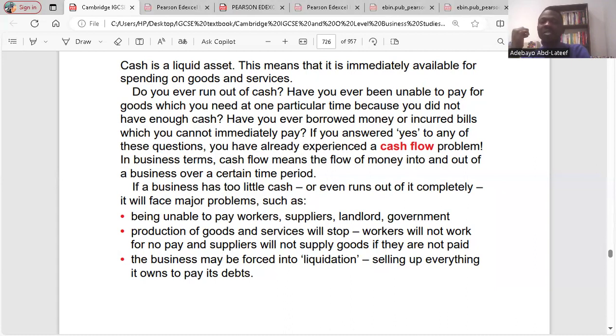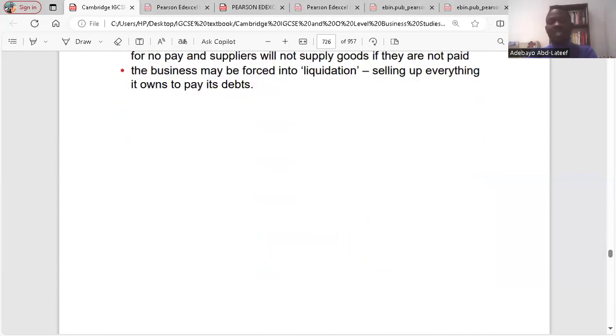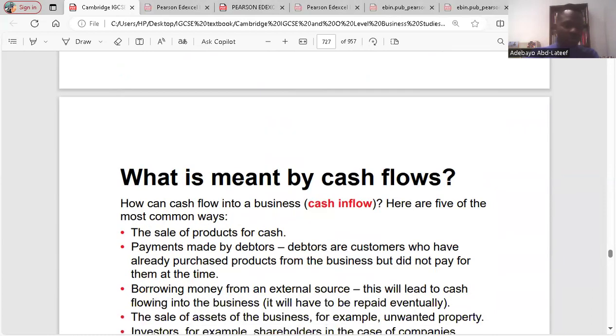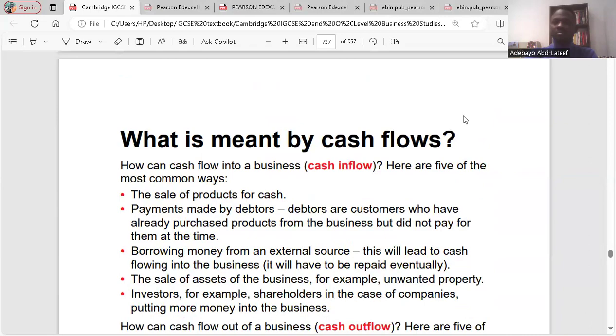Three, the business may be forced into liquidation, selling up everything it owns to pay its debts. So you might go into liquidation, and liquidation means you are selling your assets to pay off your liabilities. I think it's clear. So we go to what is meant by cash flows.